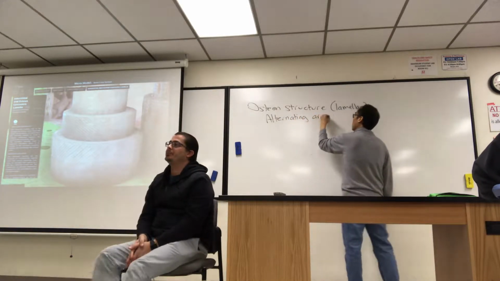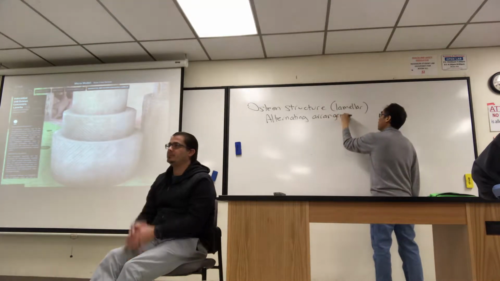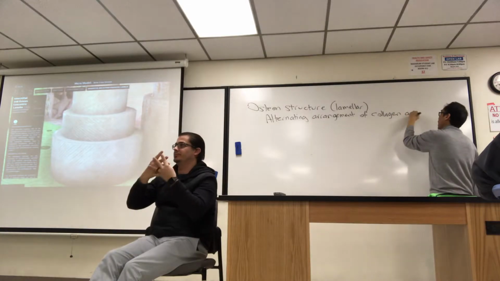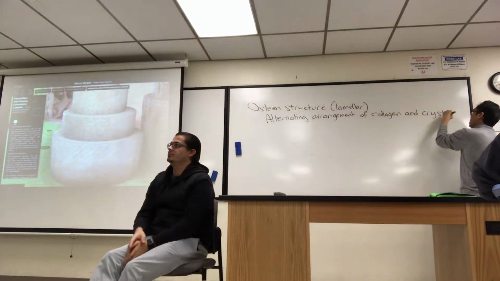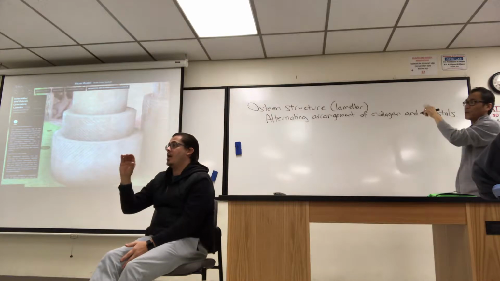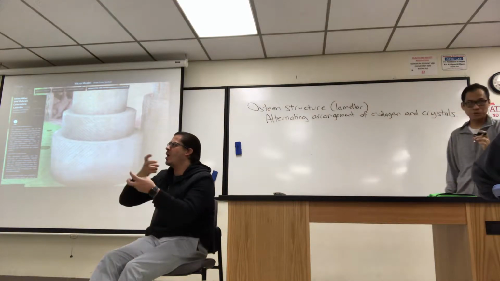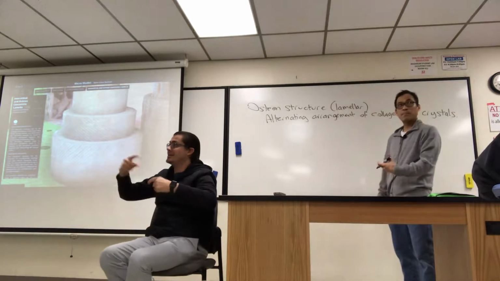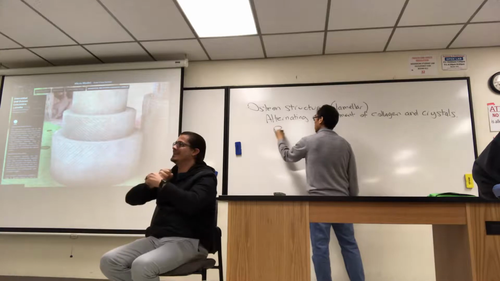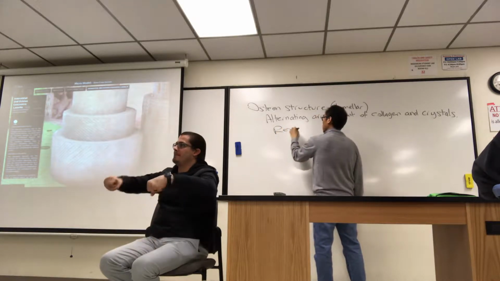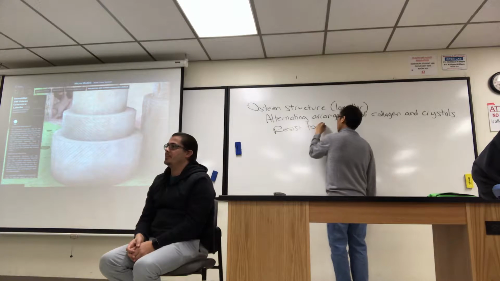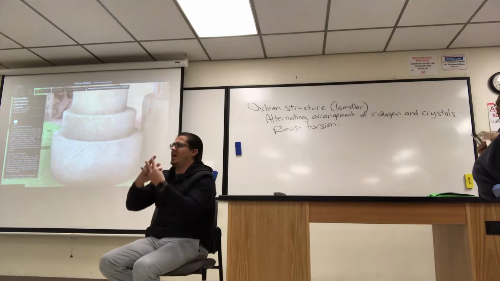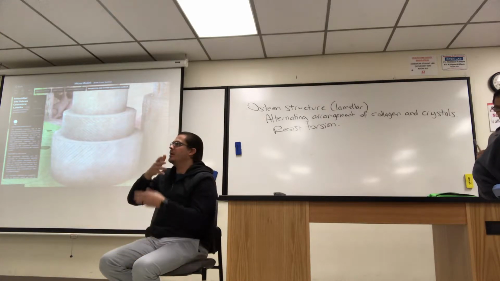Alternating arrangement of collagen and crystals. It allows bone to resist torsion forces, which are spiral forces that can break bone. Resist torsion. So what I'm saying is the alternating arrangement of each layer, they kind of zigzag, it allows you to resist torsion.